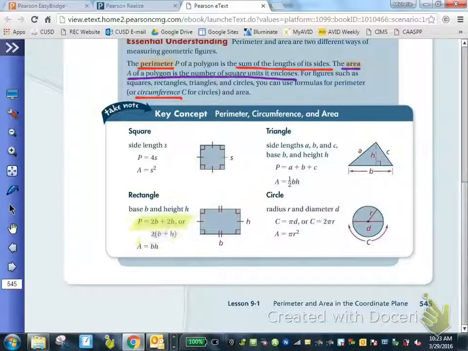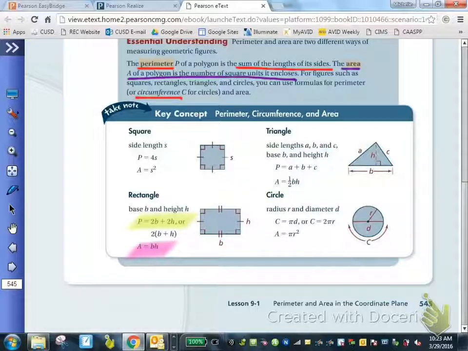For a rectangle, the area, you guys should know, is B times H, right? Okay, so I suggest you highlight that. So, remember, it means that if I were to take B number of squares across, H number of squares high, that gives me my area, so we multiply them.